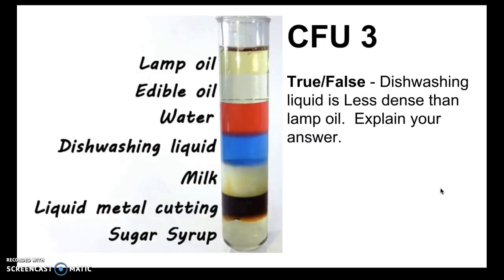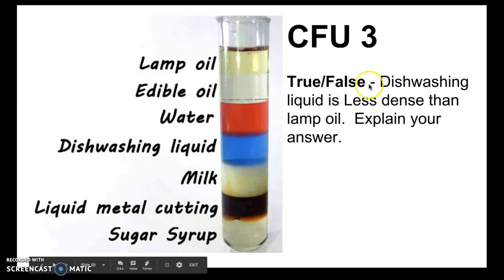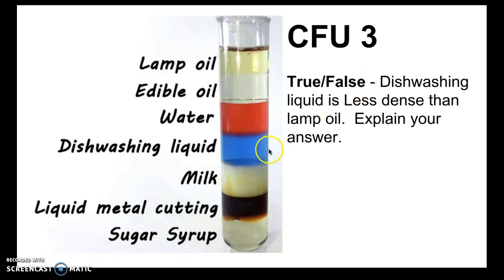All right, so you're going to test your understanding with this CFU, number 3, true or false. We have a column of many different liquids here. True or false, the dishwashing liquid is less dense than the lamp oil. Explain your answer. Here's the dishwashing liquid in blue, and here's the lamp oil. Take a moment to think about your answer. You can work it out on a separate piece of paper if it helps. When you press play, the answer will be revealed.